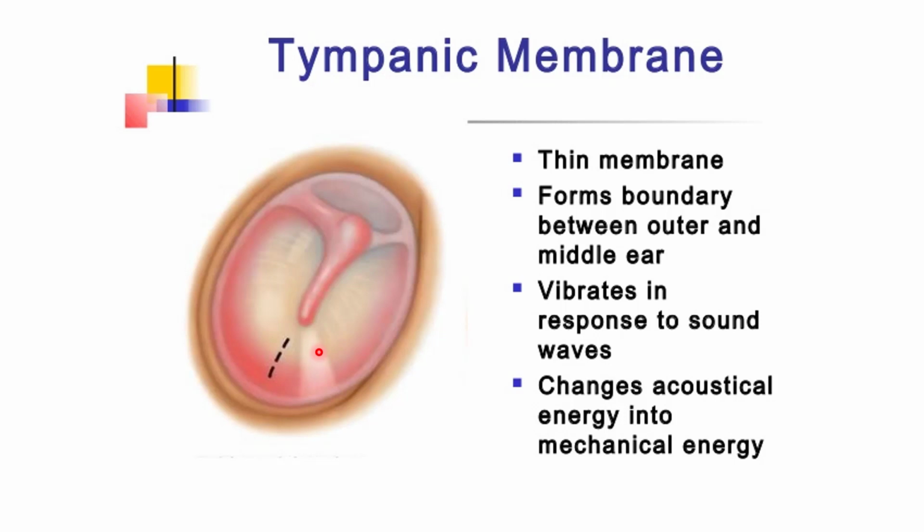And in the inner ear there are receptors for hearing, and these receptors sense the sound, and this information is carried by our 8th cranial nerve, the vestibulocochlear nerve. Then this information reaches the sensory cortex in our brain, and that is how we interpret what the sound is.